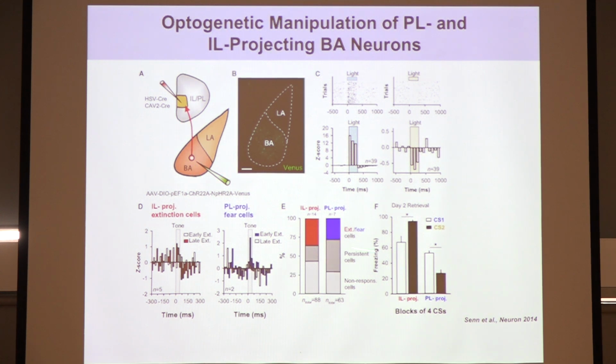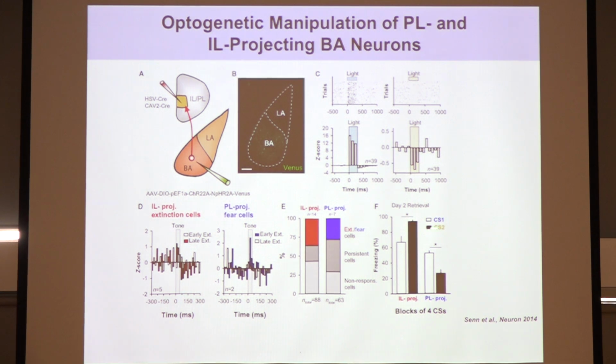So, of course, we manipulated the IL and PL projecting neurons with optogenetics. And these are the behavioral results. It's just a summary, but in essence, if we manipulated the IL and PL projecting neurons during extinction learning, we got an effect the next day.